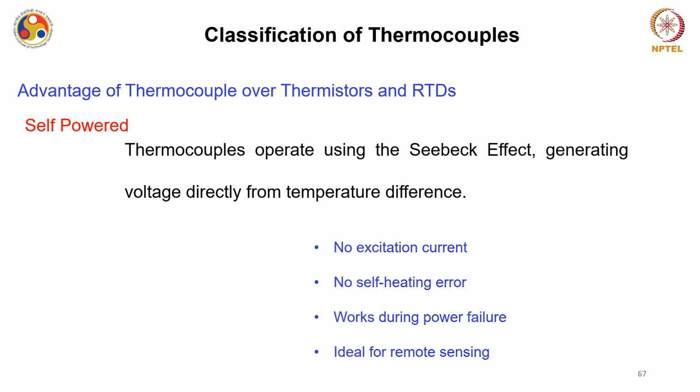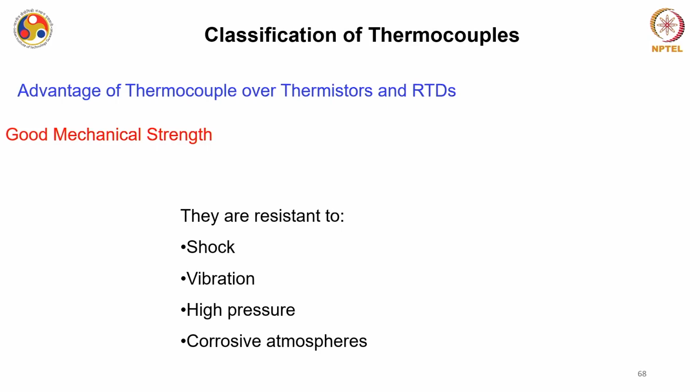A thermocouple operates using the Seebeck effect, which generates voltage directly from the temperature difference. So no excitation current means that there is no self-heating error. Okay, and it can also work during a power failure, and you can use it for remote sensing. Say if you want to monitor the temperature of a blast furnace or that kind of high temperature, for those applications you can use it remotely. Okay, they also have very good mechanical strength because most of them are made of strong alloys. So they are resistant to shock, vibration, high pressure, or even corrosive atmospheres.